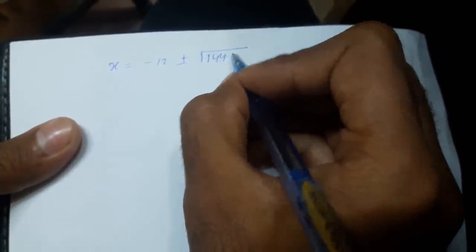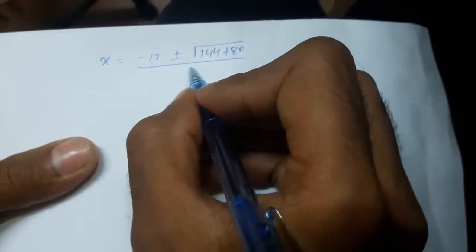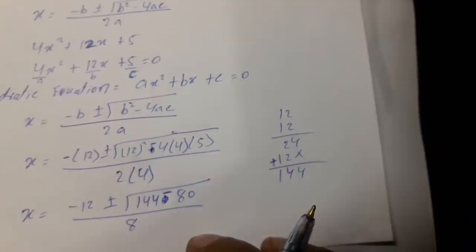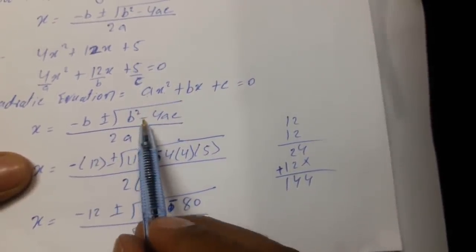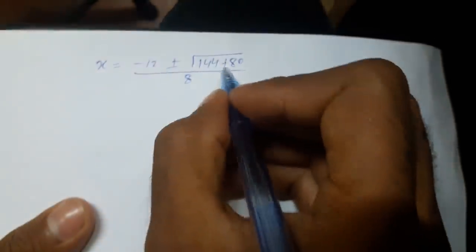What was the equation? x is equal to minus 12 plus minus square root of 144 plus 80, divided by 8. Okay, so now we will solve this. It's my mistake. We should put a minus here. See, here the minus, here also minus, and here I will put minus.